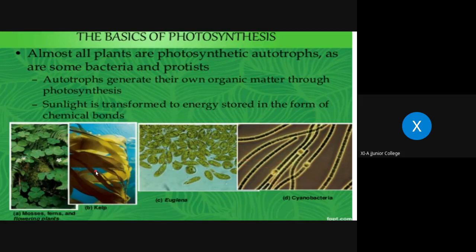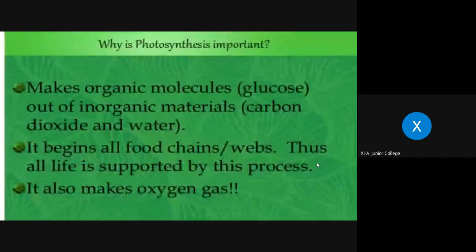That means mosses, ferns, flowering plants. Then some kelp, which are algae. Kelp is an example of algae. Then euglena and cyanobacteria. These are some of the examples. As I told you, most of the plants are considered to be autotrophs, as they have the photosynthetic pigment.